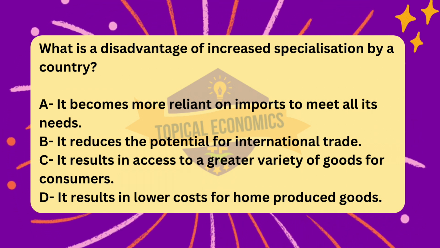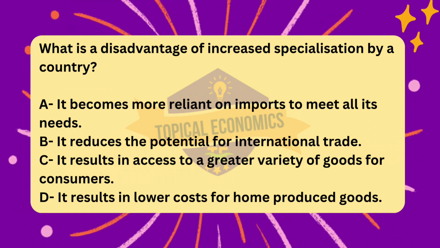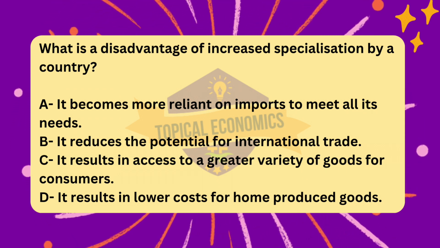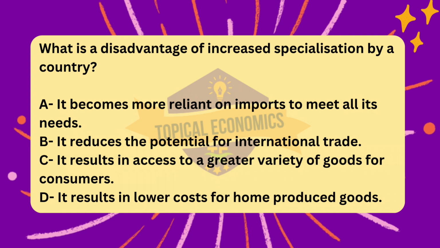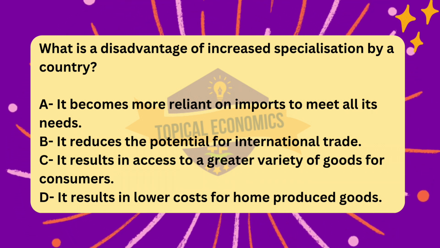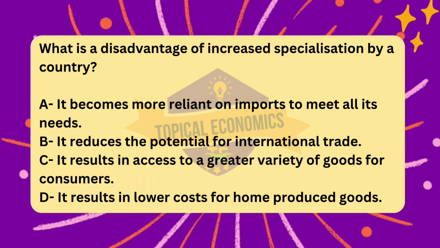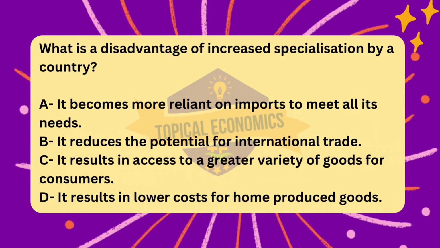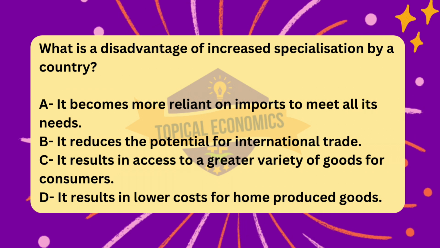Lastly, option D. It results in lower costs for home-produced goods, is an advantage, not a disadvantage. Specialization tends to lower the cost of production for the goods that a country focuses on. It allows firms to benefit from economies of scale, increased efficiency, and a more skilled workforce in the specialized industry, ultimately leading to lower costs for home-produced goods.